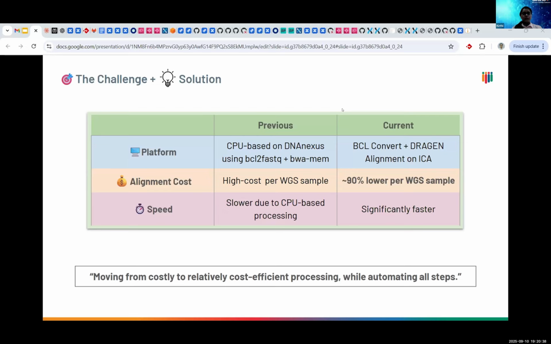And the reasons might be varying. It might be because of the instance type we were using in DNAnexus or the amount of time the instance types actually ran for. So what was the solution for it? The solution was to move to a platform that uses a more specialized design for this task, that was doing DRAGEN alignment on ICA. And what was the result of this? It resulted in a 90% cost reduction per genome sample, and it made the process relatively faster. So with this, we were able to move from a costly to a relatively cost-efficient process while automating all these steps.